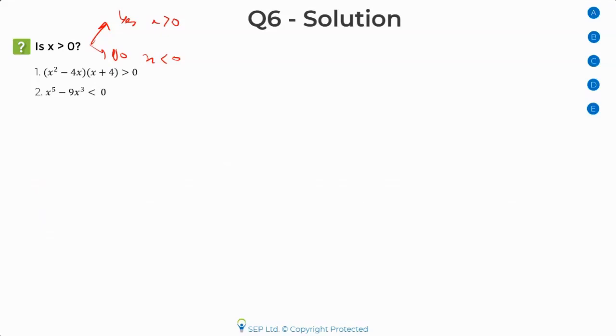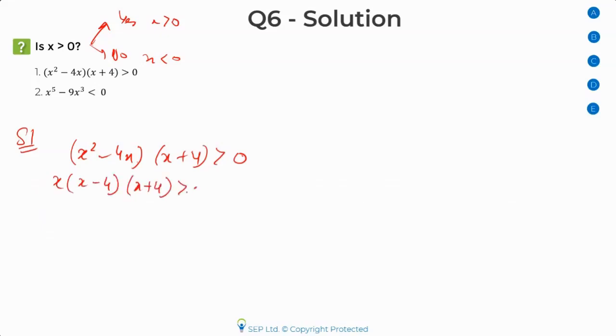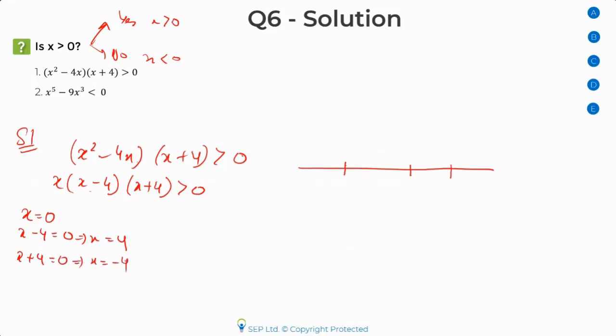So what I do is, first of all, I try and break this down. Here I can see x is common. So I take x common and write it down like this. Break it fully into parts. Then I find the roots, or the reference points, whatever you want to call it. Notice there are 3 reference points. So you'll say x equal to 0, x equal to 4, and x equal to minus 4. You'll get 3 reference points, and you mark that on a number line: minus 4, 0, and 4.